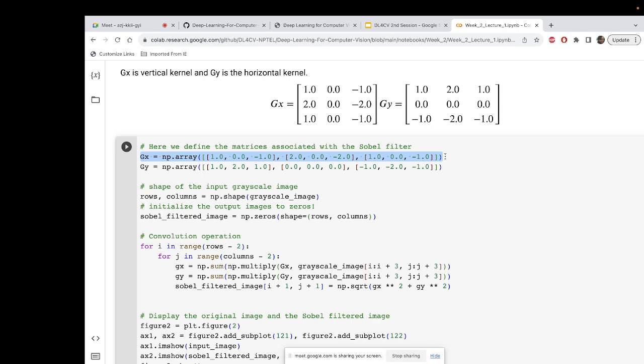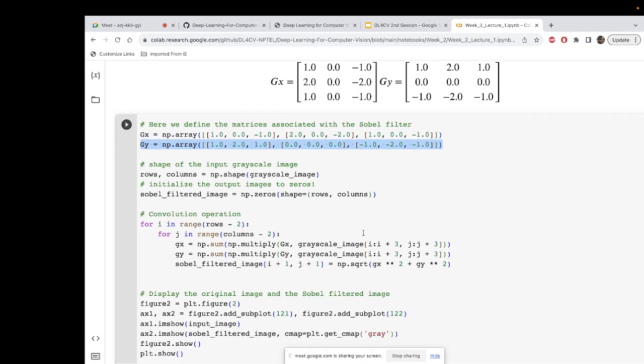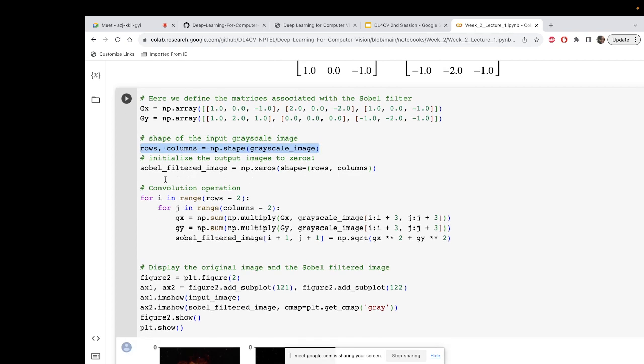We'll define Gx to be this particular matrix, and Gy to be this particular matrix. Done. Now, for the grayscale image that we had, we are storing the number of rows and columns of it. So treat the image as a matrix at this point. In the next part, all the comments are also given here if you notice, you are initializing the output image to zeros.